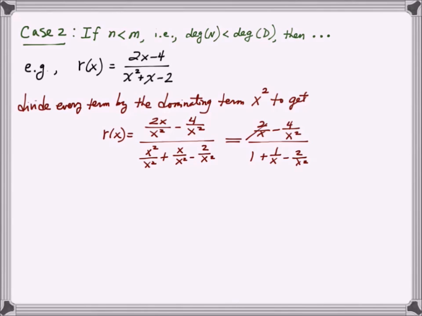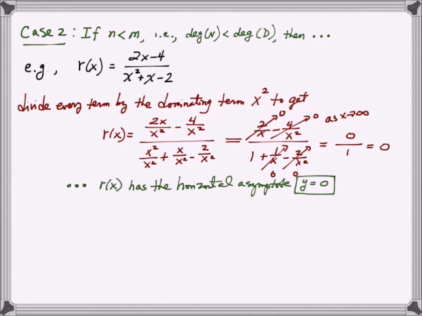As x approaches infinity, we notice that the first term goes to 0, the second term goes to 0 on top, and both terms on the bottom here go to 0 as well, leaving the only non-zero term, a 1, in the denominator. Overall, we have a 0 on top over a 1 on the bottom, which equals 0 overall, which means that the function r of x has the horizontal asymptote y equals 0. And this is true as long as the denominator has a higher degree than the numerator.